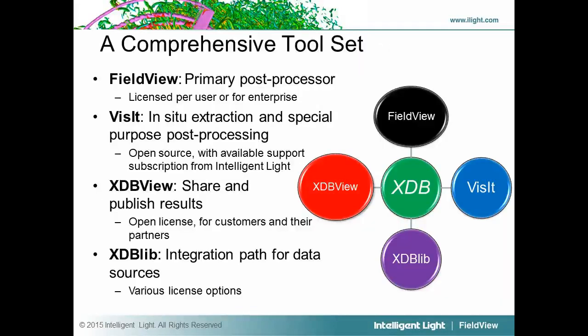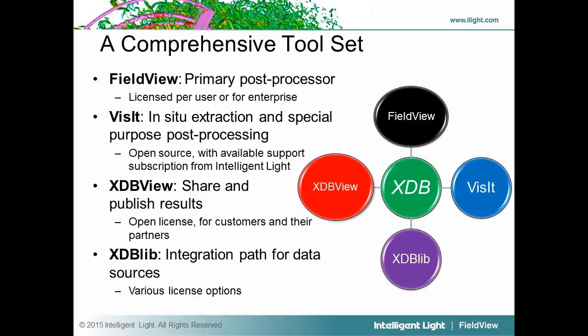FieldView is our primary post-processing software for the desktop and batch operations. The user interface is easy to use, and it's the standard gateway to the rest of our capabilities. Visit, from the U.S. Department of Energy, is an open source solution for scalable post-processing. It is used daily on the largest computing resources in the world. Intelligent Light has used it on in-situ cases running on 100,000 cores.